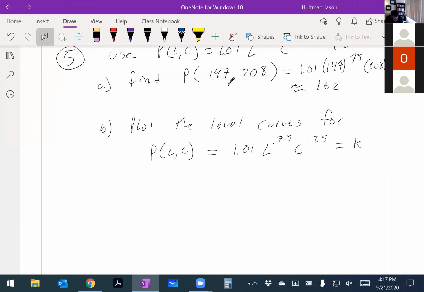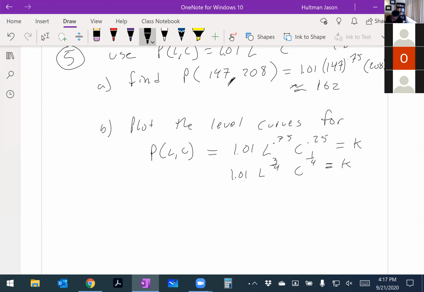So the idea here is that I'm going to get 1.01 L to the 3/4, C to the 1/4 equals k, right?